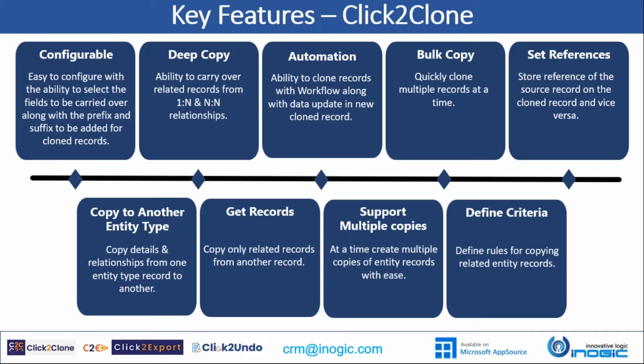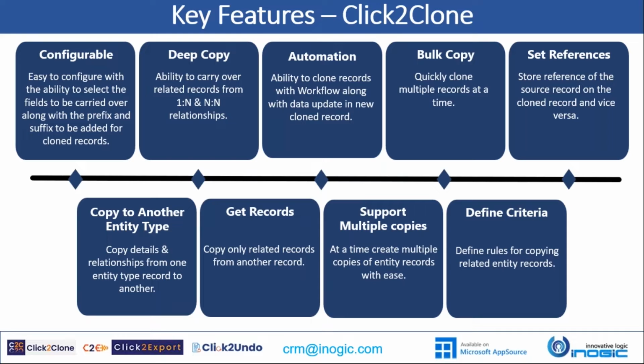Also, you can clone a record across more than one hierarchy, like one-to-N relationships and N-to-N relationships. You can also automate the cloning of records with the help of a workflow. And let's say you want to clone a bulk of records in a single click, that is also possible with the help of our bulk copy feature. And set references is the feature where you can identify the target record and the source record.